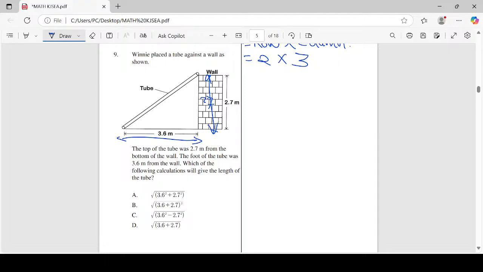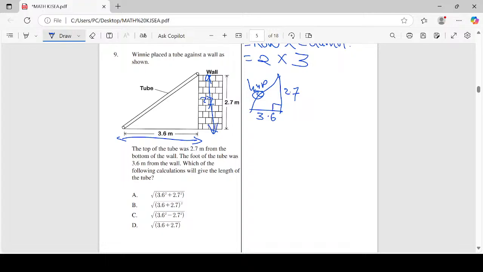Dear learners, this is a question applying the concept of the Pythagoras theorem, because we are having something like this in that case. When you work it out well, the height is 2.7. Remember that the wall makes an angle of 90 degrees with the ground. Then this base is 3.6. Then they want the length of the tube, which is our hypotenuse, which we call C.